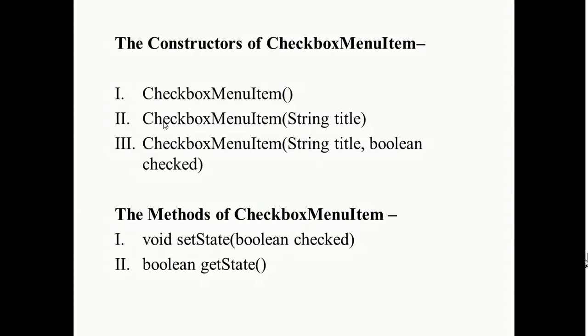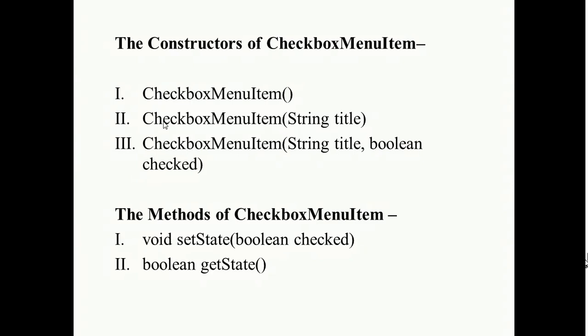See the constructors of the CheckboxMenuItem. And one more thing, CheckboxMenuItem actually toggles, that is each time on clicking its state changes. Default state is false, that is unchecked. The first constructor is CheckboxMenuItem having no parameter. This constructor creates a CheckboxMenuItem without any title on it.